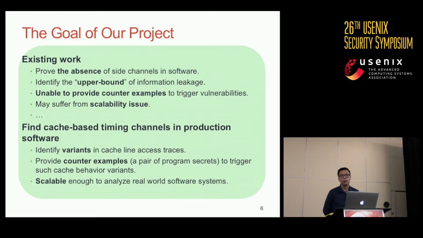So considering the design choices of existing research, in this work we try to propose a technique which can identify cache-based timing channels in large-size software systems. Essentially, we try to identify the variance in the cache line access trace. And we propose a technique that can actually deliver counterexamples, for example, different program secrets that can actually trigger the suspicious vulnerable point. We try to make our technique scalable enough to be adopted in real-world software systems.